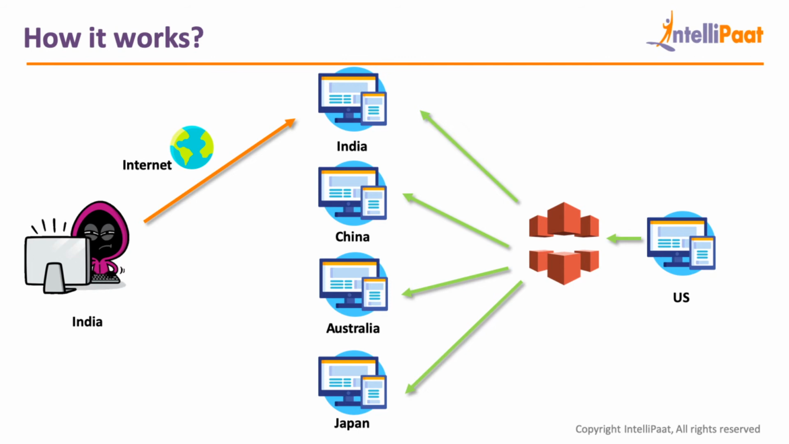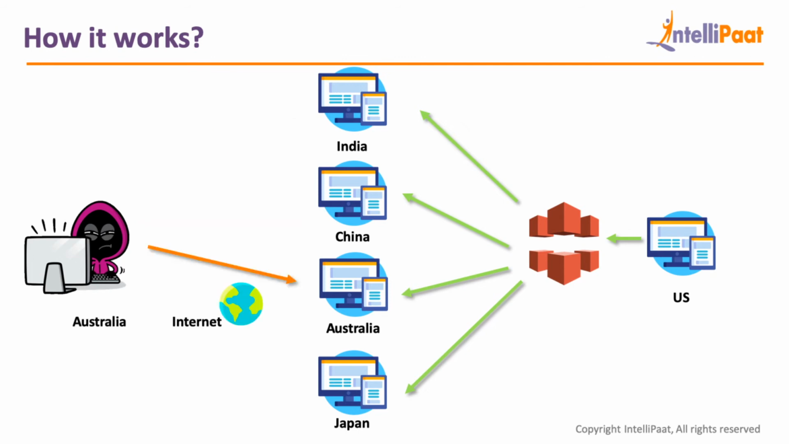Similarly, if there is some other user, he will be routed to the Australian server. Your user will not know which server he is basically being routed to. That is handled by AWS in the backend. Okay. Now, let's also talk about the point: what about dynamic data? What if I have a dynamic website? What happens in that case?